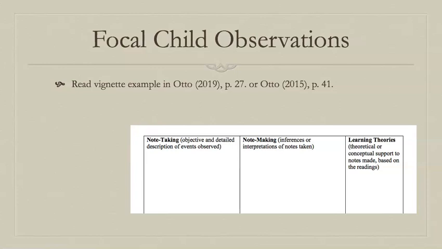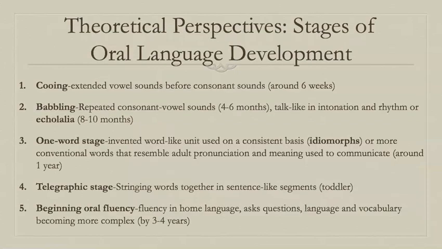Okay, so let's get into this week's topic. The first topic is the theoretical perspectives or stages of oral language development. And in your chapter, in your auto book, in the 2019 version, the recent version, on page 28, there's a table 3.1 that has this presented in a really concise way and summarized for you. But let's go through these stages really quickly.